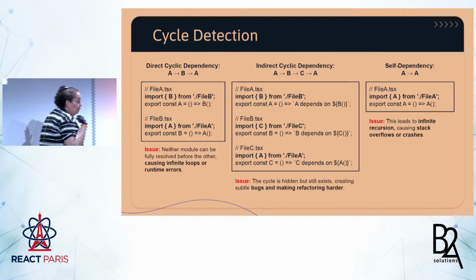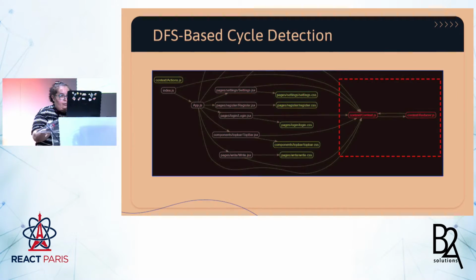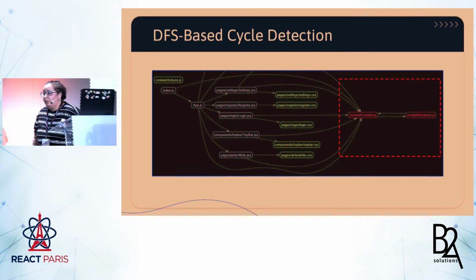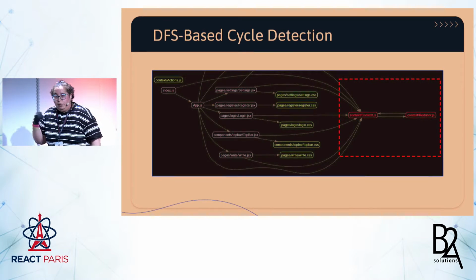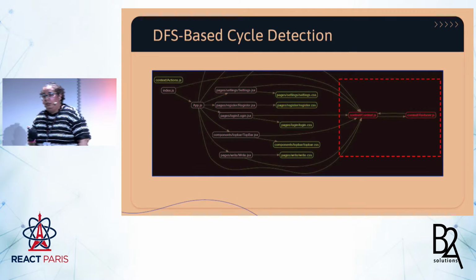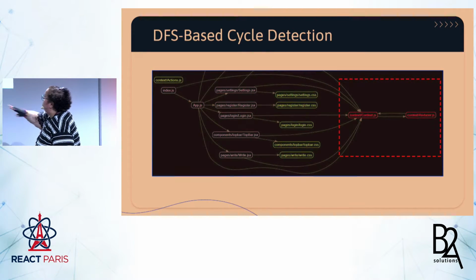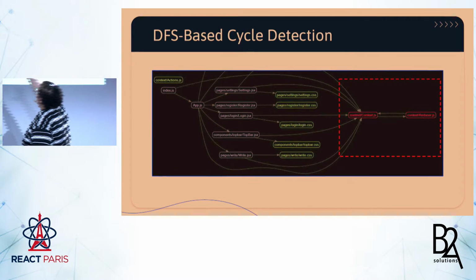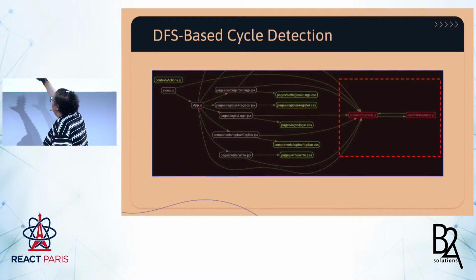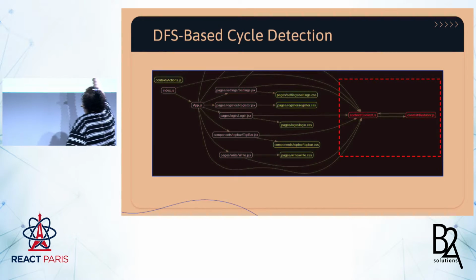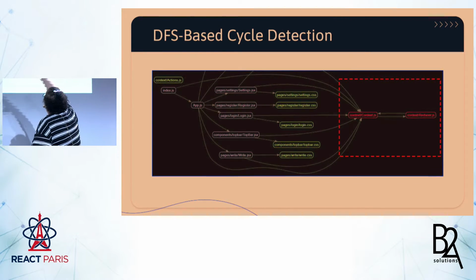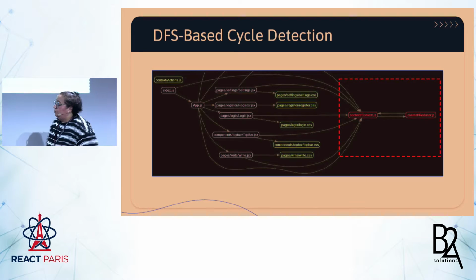So to detect the cycle, it is simple. We can use, for example, the DFS algorithm, depth-first search, to detect that. For example, here I modelized my workspace, all my file interactions, which file imports which, and I easily identify that I have a cyclic dependency.